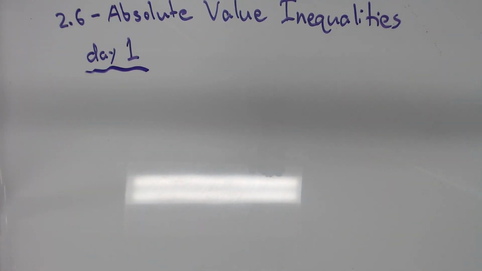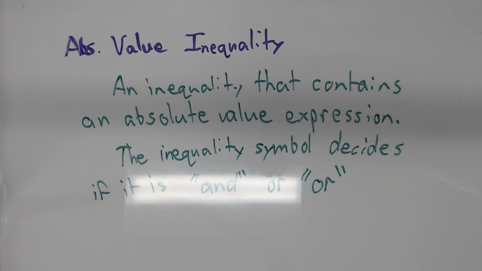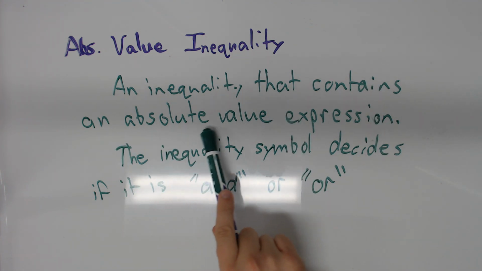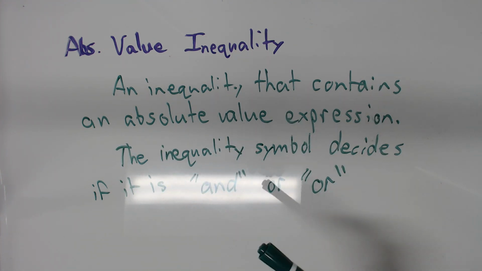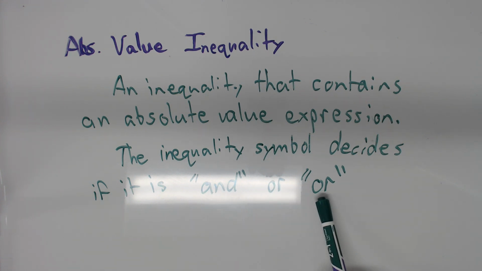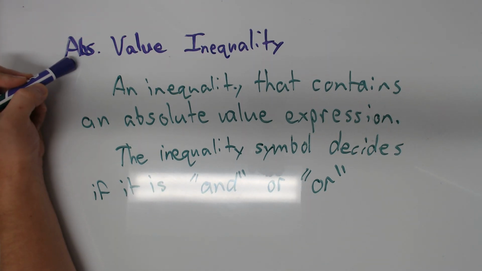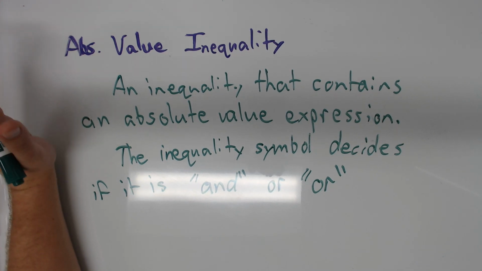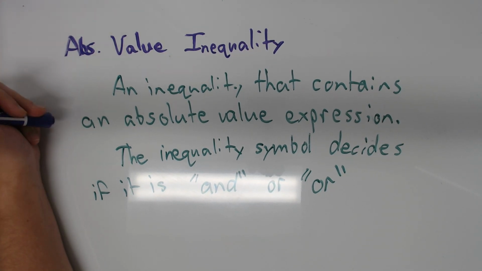So let's define an absolute value inequality quick. So the definition is actually really straightforward. It's an inequality, so what we've been using all unit, that contains an absolute value expression. The inequality symbol decides if it's going to be an and inequality or an or inequality. So absolute value inequalities are another way of writing the 2.5 lesson compound inequalities.